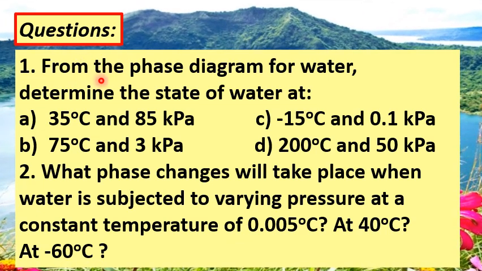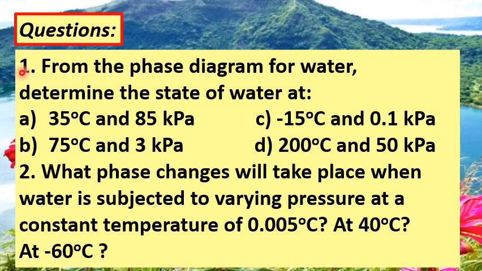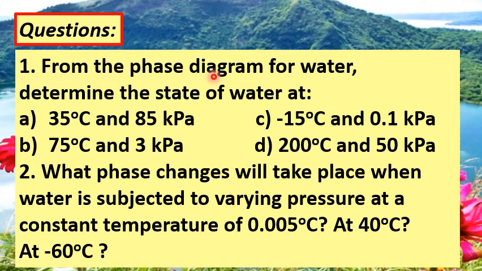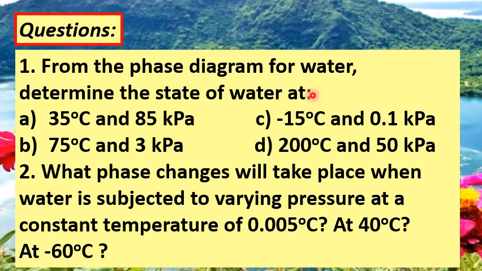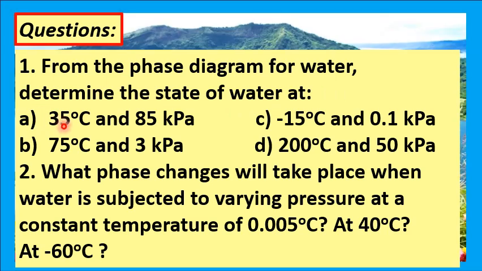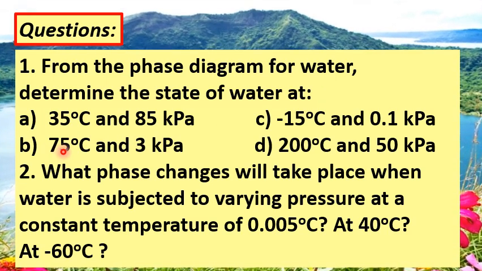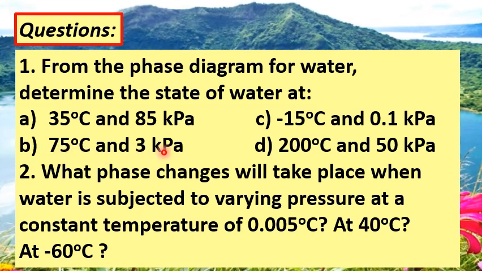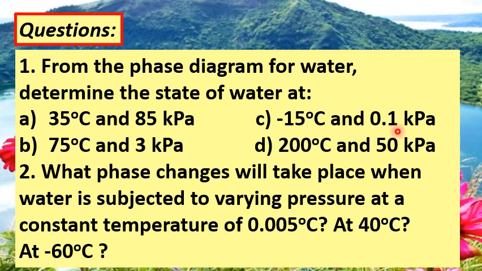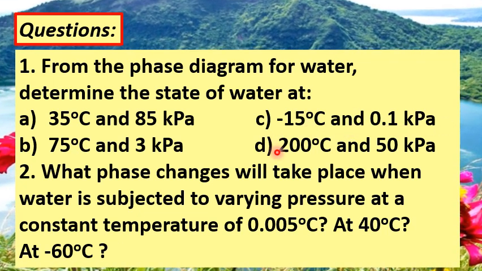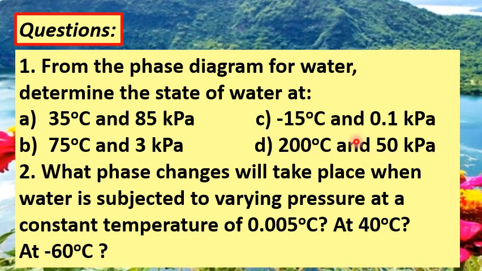Now we're ready to answer some questions. Question number 1. From the phase diagram for water, determine the state of water at the following conditions. Letter A, 35 degrees Celsius and 85 kilopascal. Letter B, 75 degrees Celsius and 3 kilopascal. Letter C, negative 15 degrees Celsius and 0.1 kilopascal. And letter D, 200 degrees Celsius and 50 kilopascal.